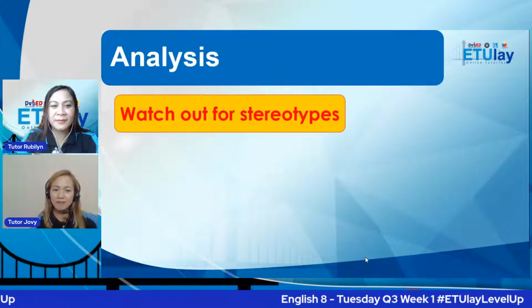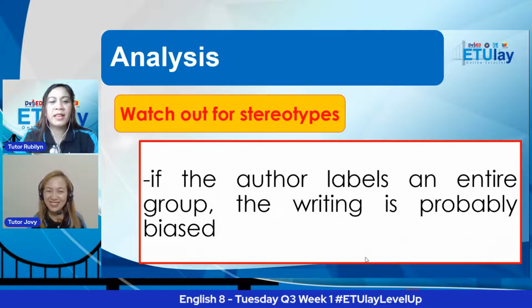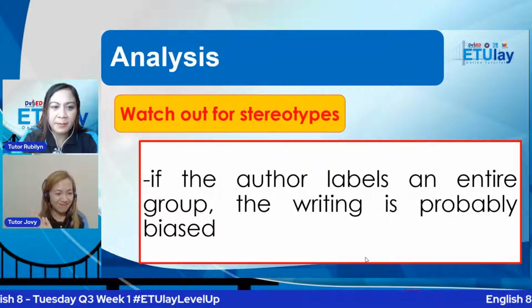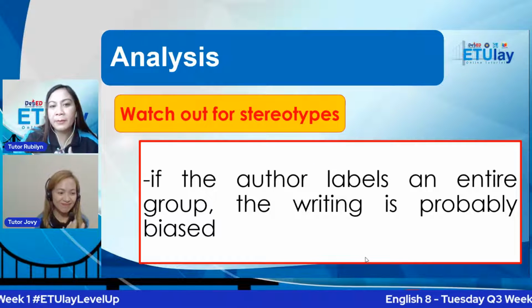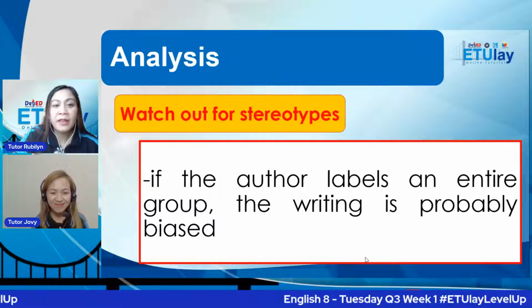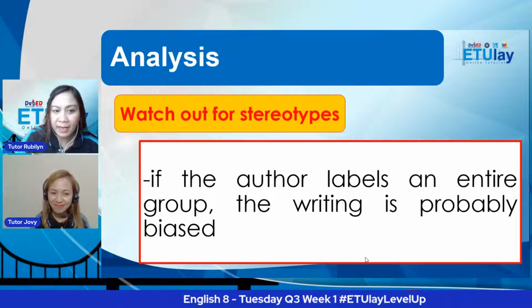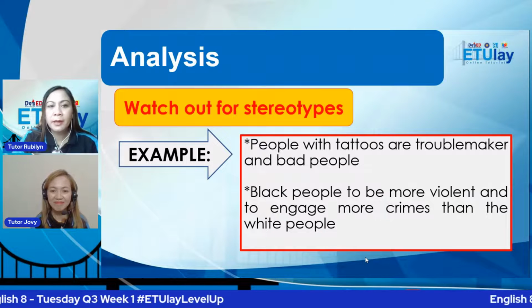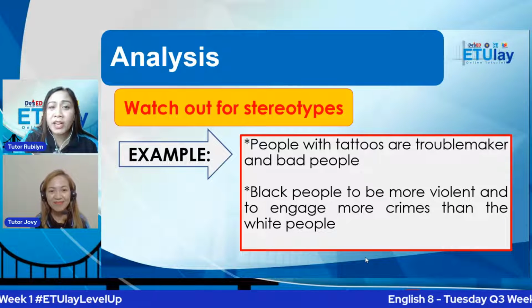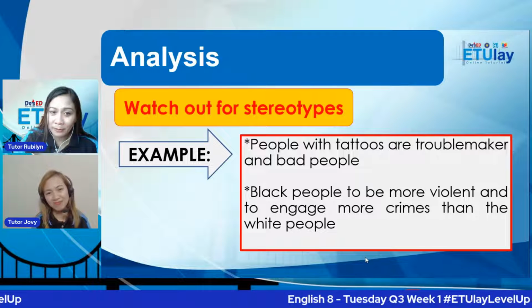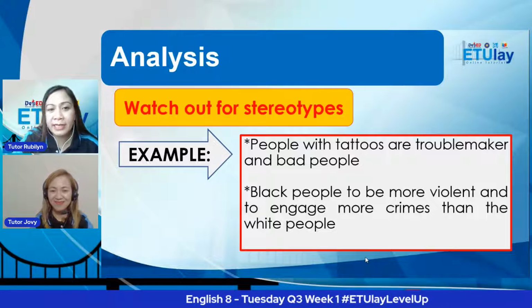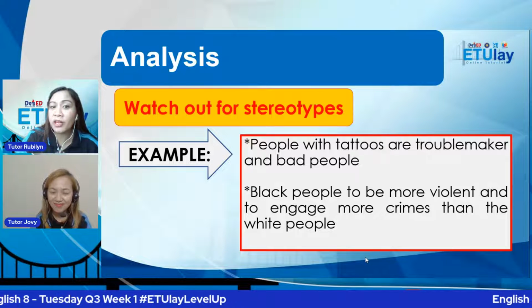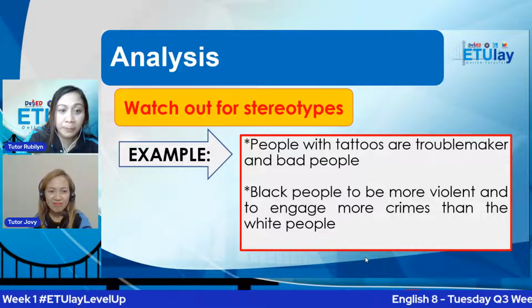number 2, Churubi. Yes, for number two, let's check an example on how to watch out for stereotypes. So here, if the author labels an entire group, the writing is probably biased. All right, so here, for example, people with tattoos are troublemakers and bad people. All right, another example, black people are more violent and engage more in crimes than white people.